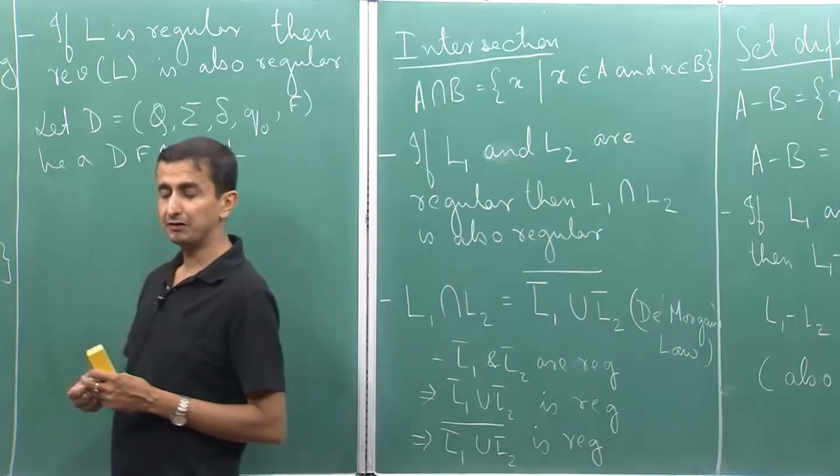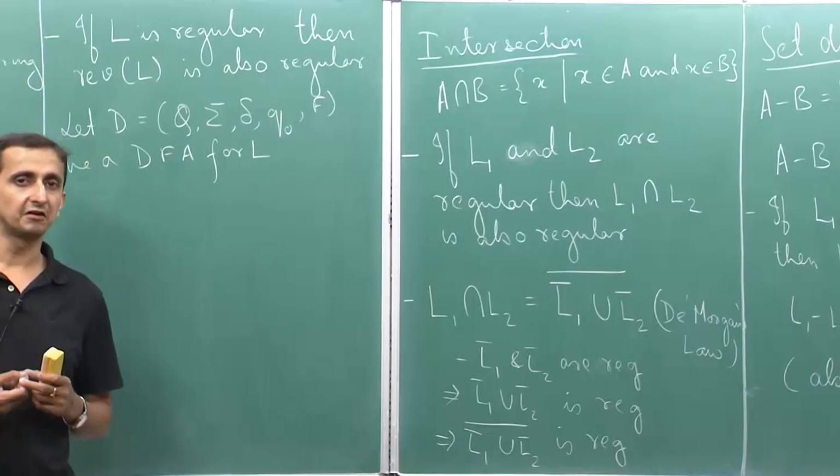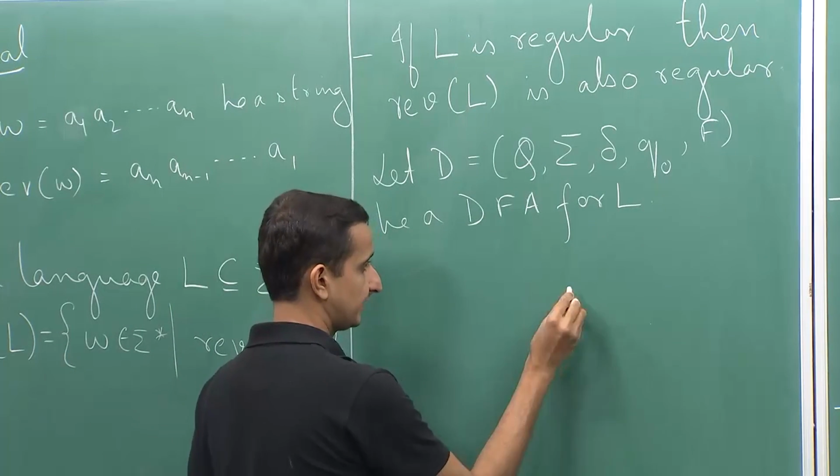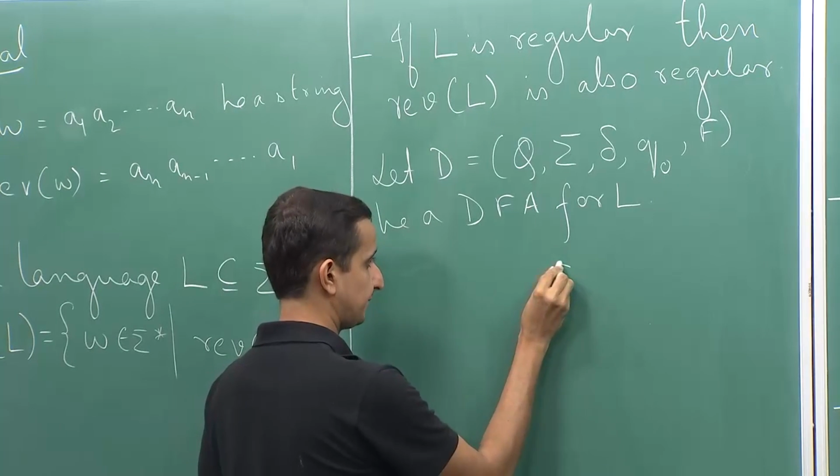And what kind of automaton will it be? Will it be deterministic or non-deterministic? Okay. So, let us look at an example, or let us look at a pictorial representation.